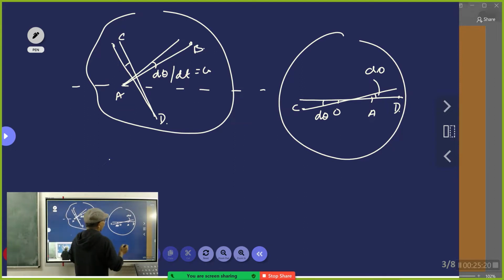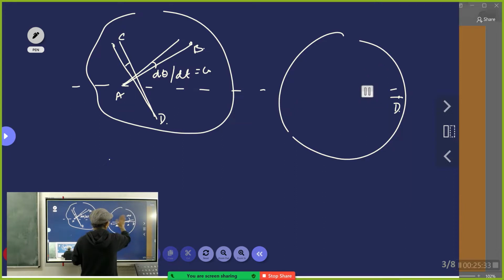Now you see, supposing you have taken here with respect to it. See now here the center of the circle. Sorry, I have drawn it wrongly here.